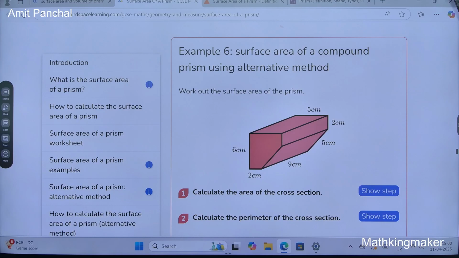Hello? Am I audible? Yes, sir, I can hear you. Okay, just find the base area. Your screen is blurry. Okay, just a moment. Is it fine now? No, sir, it's even worse.